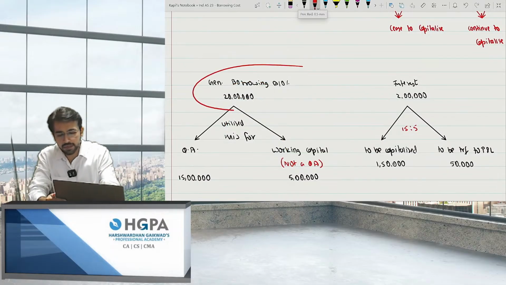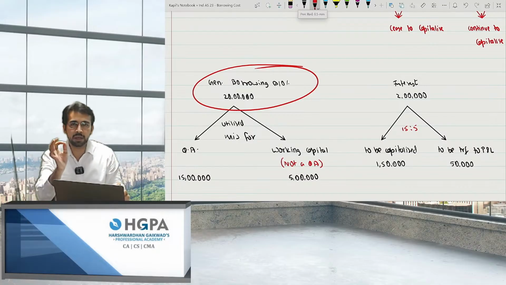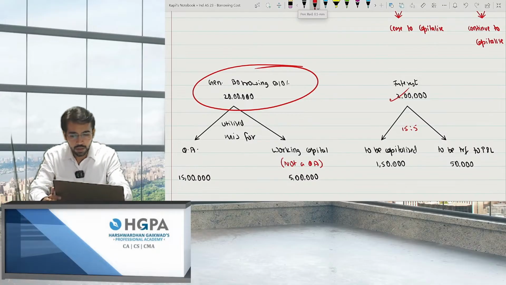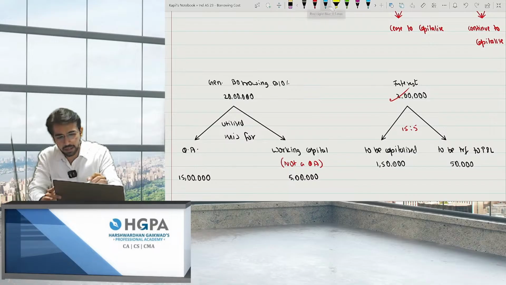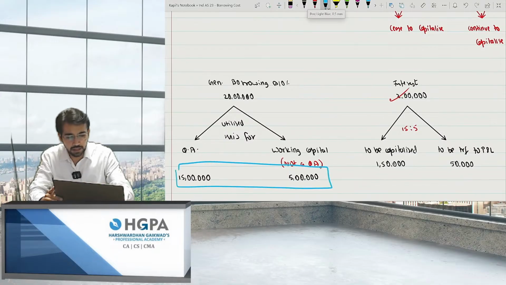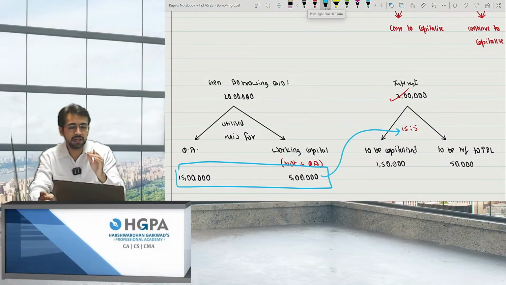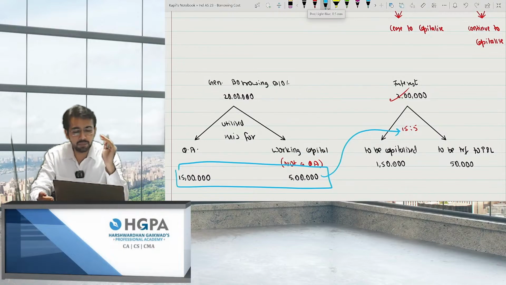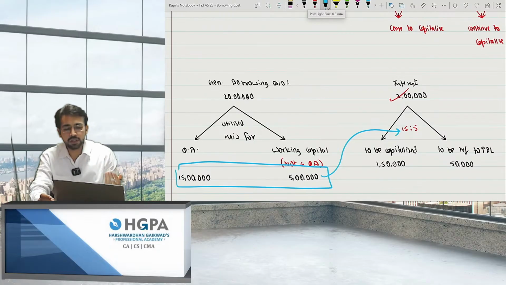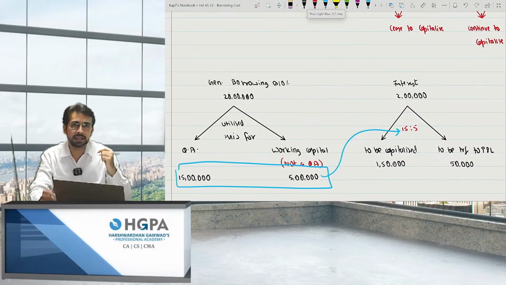So what was the interest on this 20 lakh at 10%? 10% of 20 lakh comes to 2 lakh rupees. This 2 lakh will be divided in the ratio of the utilization, that is 15 lakh is to 5 lakh. That is, 2 lakh will be divided into 1 lakh 50 thousand and 50,000. The amount of 1.5 lakh, since it was on a qualifying asset, will be capitalized. The amount of 50,000, since it was for a non-qualifying asset, will be expensed out. This is the same answer, but this is not important. The important one is the next scenario.